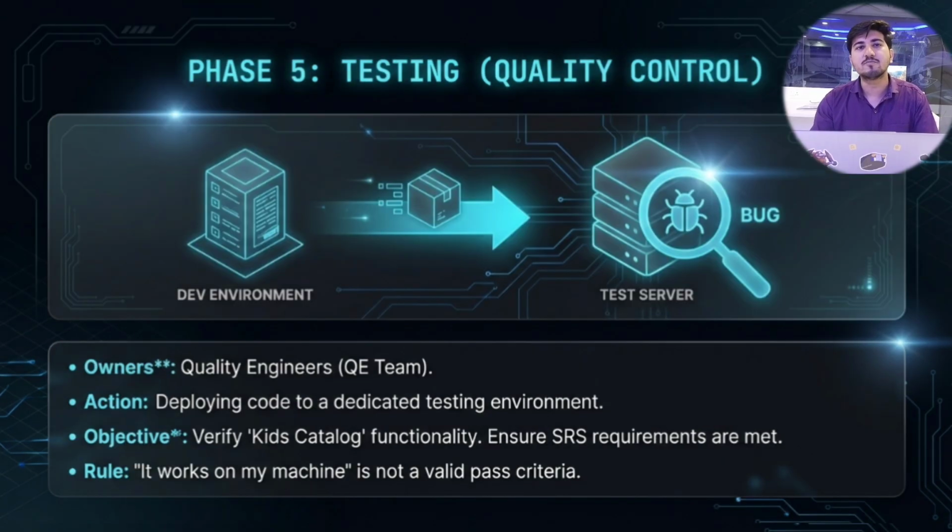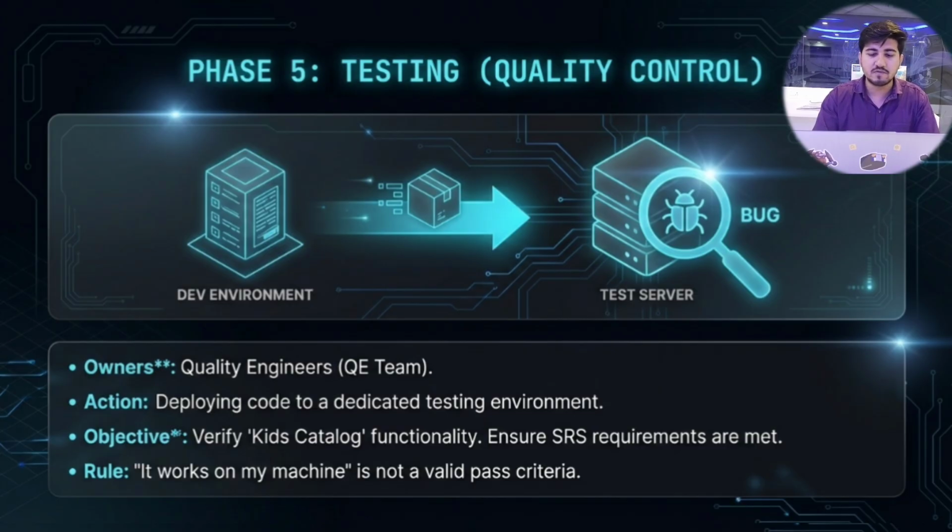Next is the testing of quality, how the servers and everything are working. Then the quality control will be there, and the quality engineer will work. Then deployment of the code will happen, and dedicated testing teams will work in the same environment, the cloud environment and everything. And over there, they will verify the kids catalog.